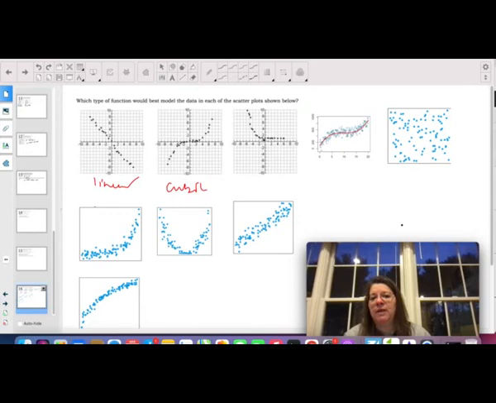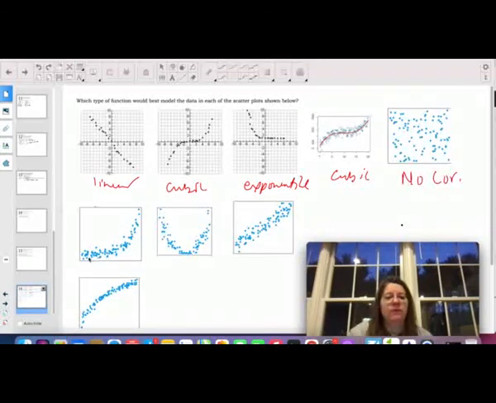This one I would say is exponential. It goes up toward the left exponentially. This one right here, they've drawn the curve in there for you. That's another cubic. This one has no correlation. I can't tell what line would be the best fit for that. So no correlation for this one. For this one, looks like that one is going up exponentially again. So I would say that's an exponential equation.